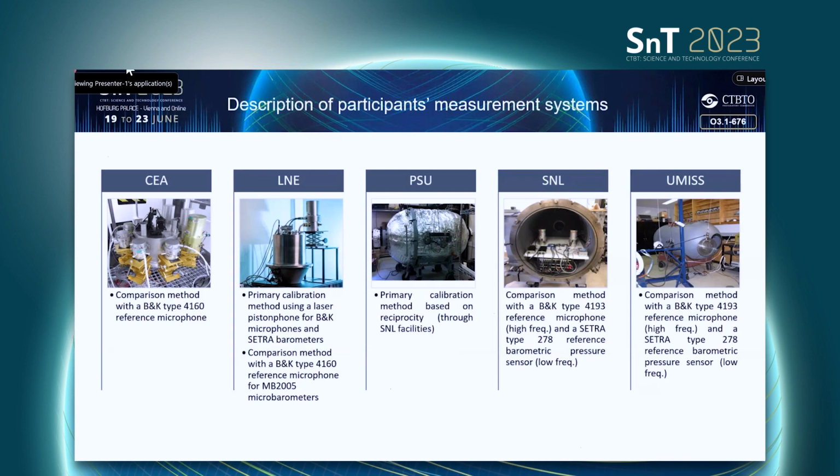Sandia used a comparison method by using two reference sensors: for high frequencies, a microphone BNK type 4193, and for low frequencies, a CETRA type 278. UMIS used also a comparison method with a coupler very similar to the one of Sandia, and with the same reference sensors, a microphone 4193 for high frequencies and a CETRA for the low frequencies.